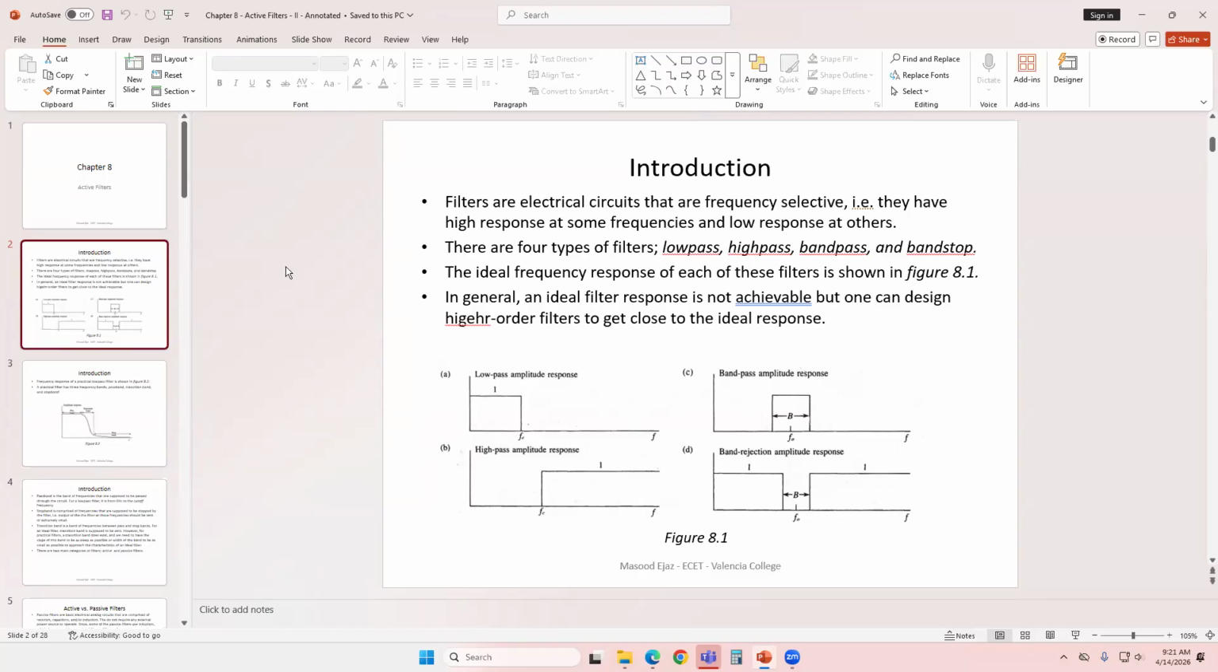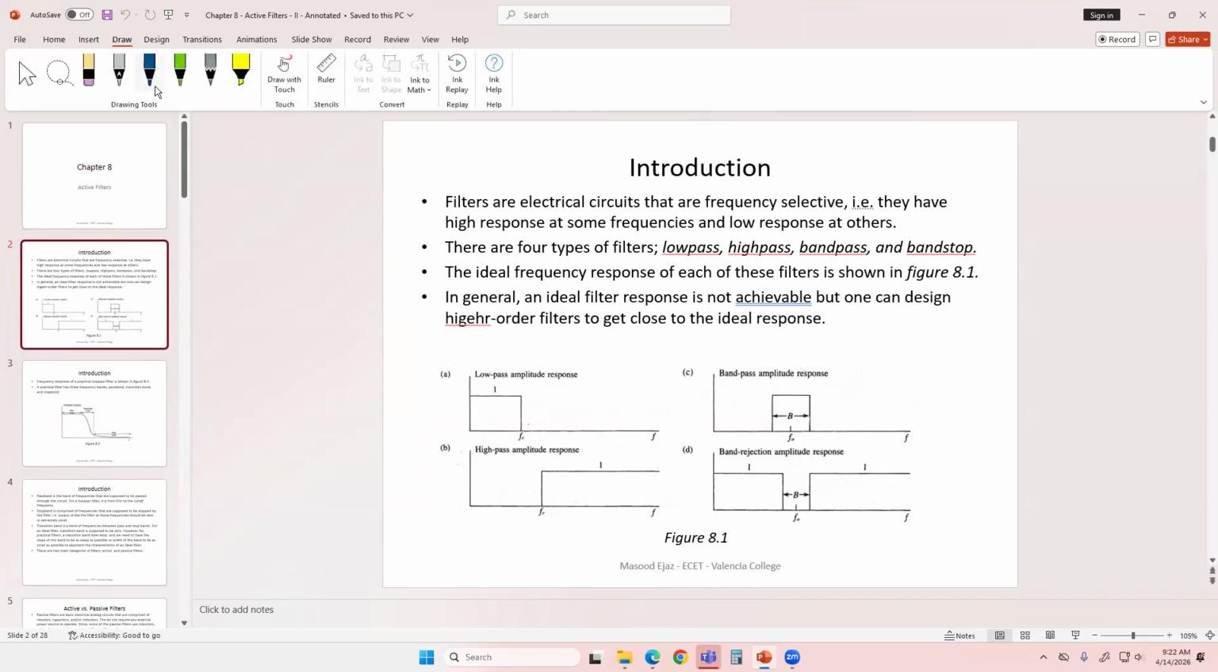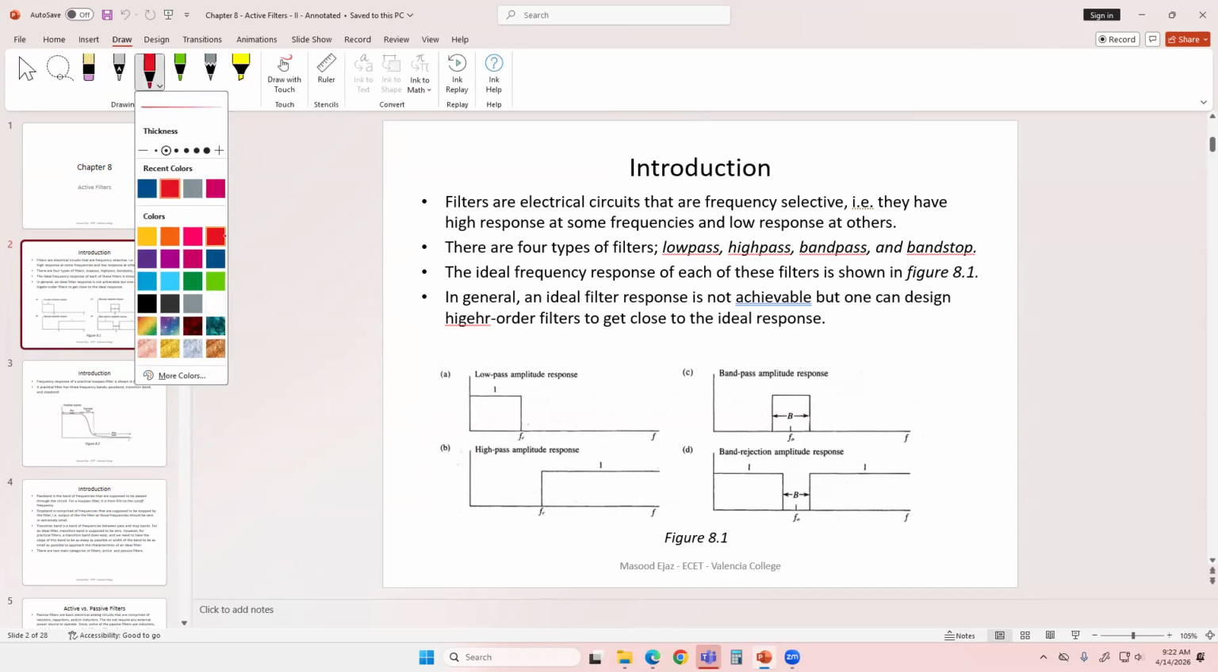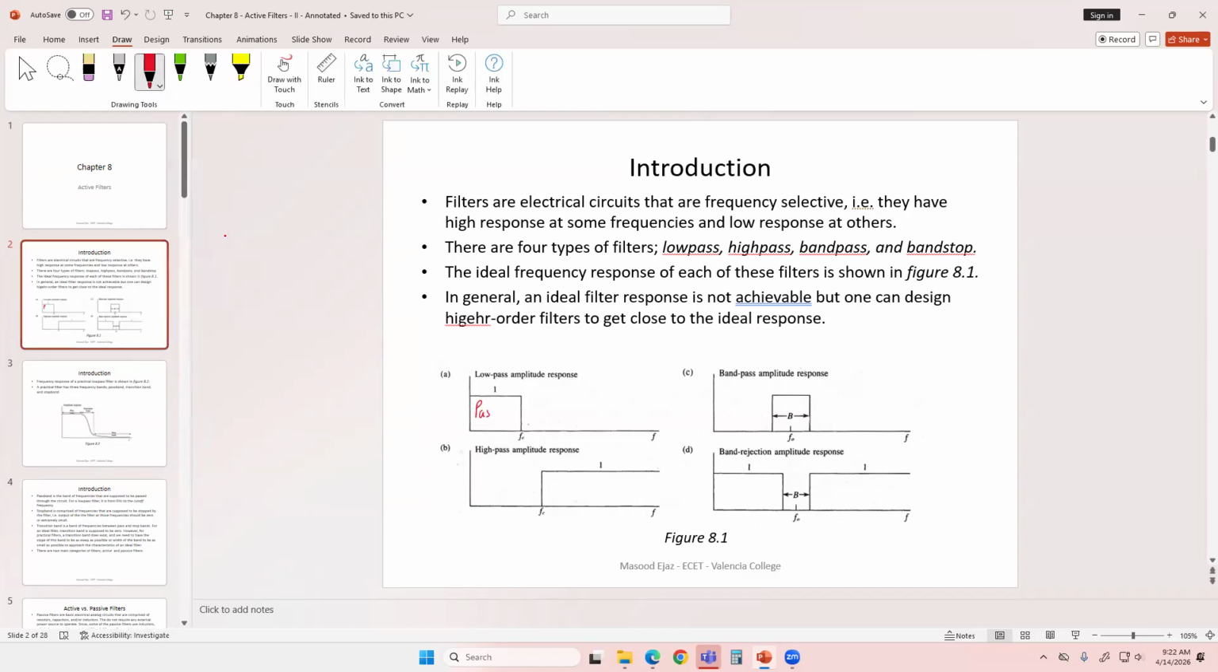Ideally, this is the response of the filter against frequency. Ideally, of course, everything is passed over the pass band. This is your pass band. Everything is passed over the pass band, and everything is stopped outside the pass band. So pass band is where your response is going to exist, and stop band is where everything is going to be stopped and your output is going to be 0. So that's how filters work.